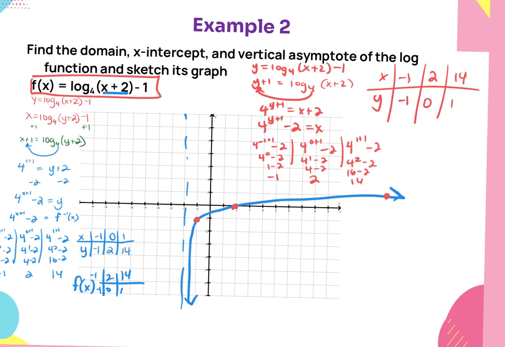Just don't confuse these. Stick to one. Either make the inverse, plug in for x, and then switch your coordinate points, or get into exponential, plug in for y, and leave your points alone.